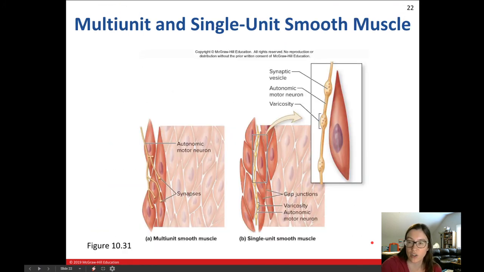And so we'll look at this picture here. In multi-unit smooth muscle, we have one motor neuron, right? And then it's going to be innervating a whole motor unit. A motor unit, remember, is one motor neuron and all the muscle cells it controls. So this one is going to control all of these muscle cells, and then we might have another motor unit that controls all of the other muscle cells. In order to contract more, it needs to recruit more motor units. It's a lot like skeletal muscle.